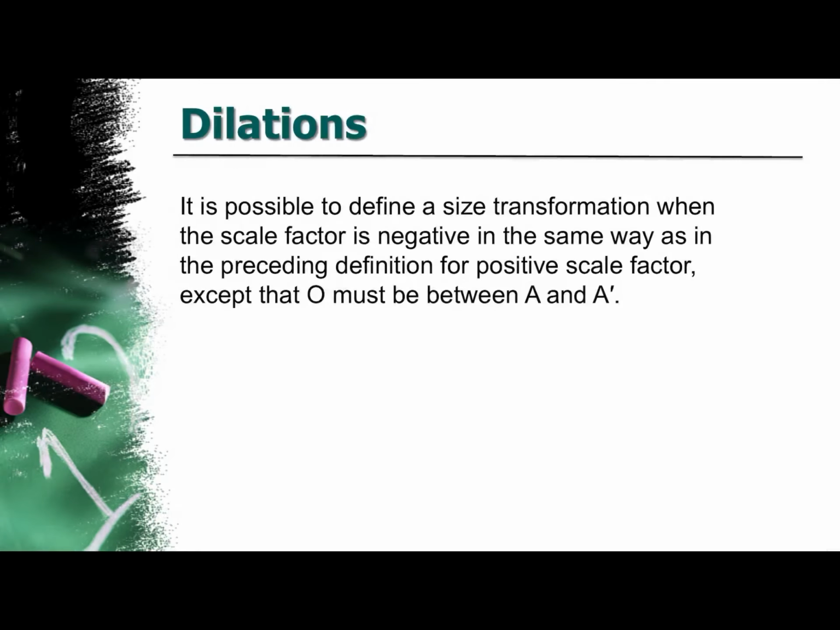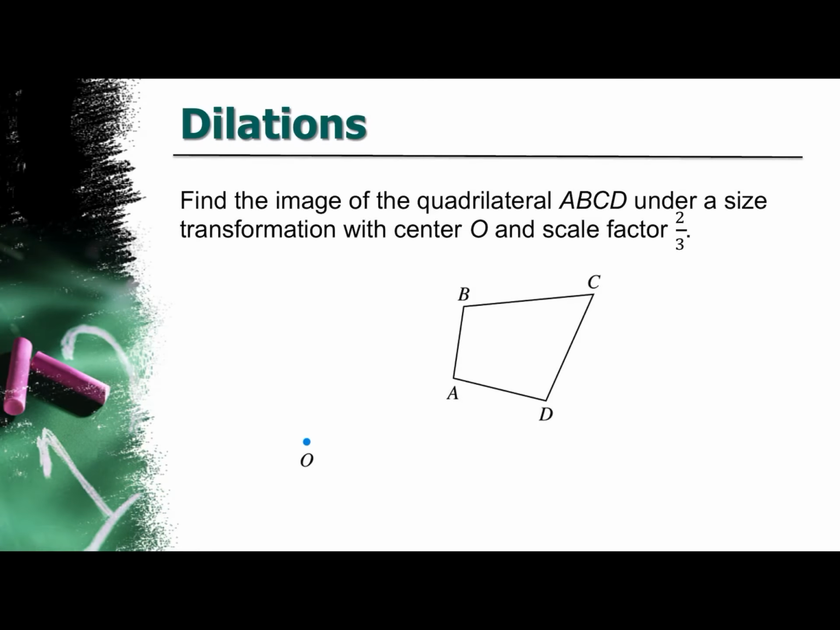So we can go lower. We can go with a fraction, and it just turns out the other way, that A prime would be between the O and the A.